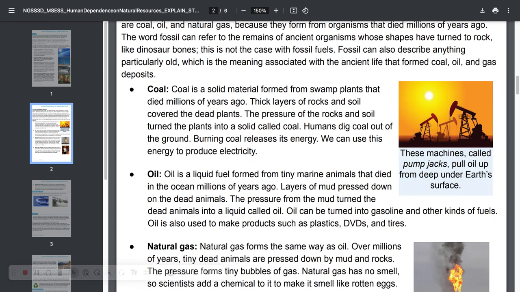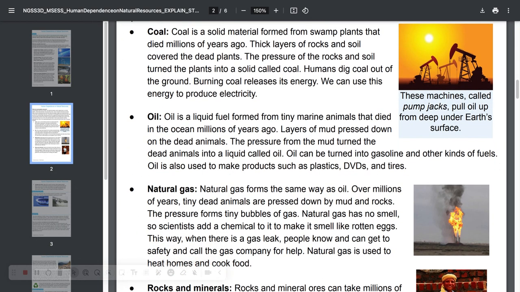Coal is a solid material formed from swamp plants that died millions of years ago. Thick layers of rocks and soil covered the dead plants. The pressure of the rocks and soil turned the plants into a solid called coal. Humans dig coal out of the ground. Burning coal releases its energy. We can use this energy to produce electricity.